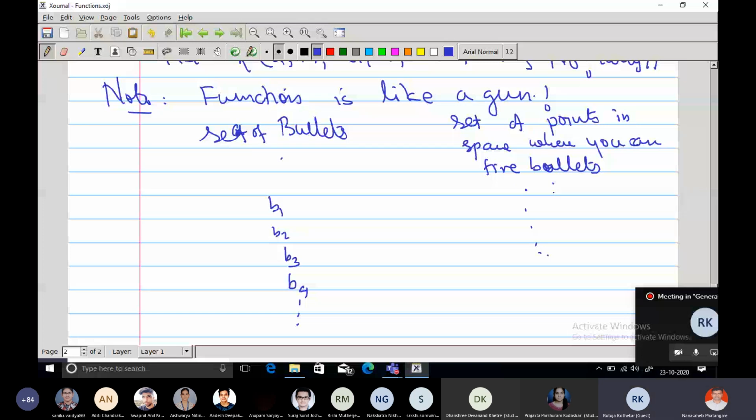And points on the plain sheet where you can fire the bullets, or you can say the set of points in the space where you can fire the bullets. So that is not an issue, whatever the set is. But now you have a gun here, and my drawing is not very good, but you can understand it. So you have a gun.